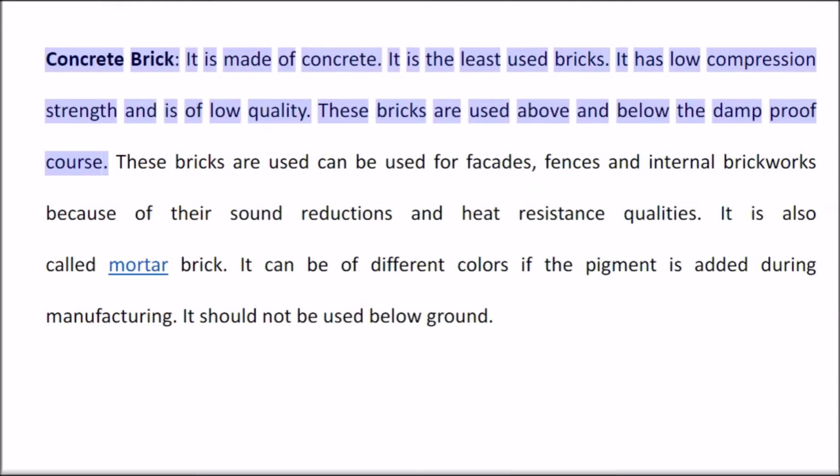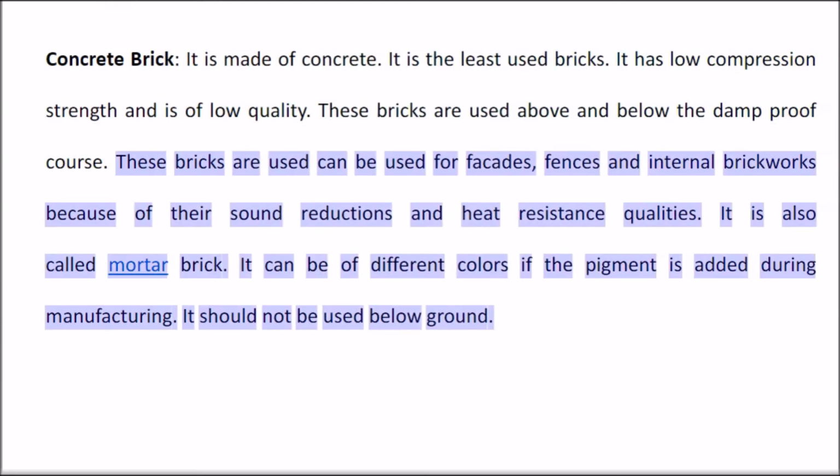Concrete brick. It is made of concrete. It is the least used brick. It has low compression strength and is of low quality. These bricks are used above and below the damp-proof course. These bricks can be used for facades, fences, and internal brickworks because of their sound reduction and heat resistance qualities.